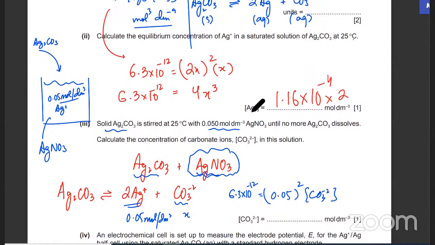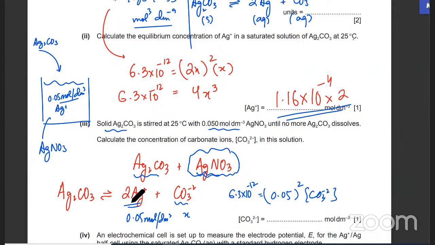Now the question is, look at the previous one, when there was no silver nitrate, what was the concentration of silver ions in the solution? 1.16 into 10 to minus 2, okay. Try adding that to 0.05. So firstly, you're getting this when there was no silver nitrate, but we just discussed what will happen to the solubility of silver carbonate. It's going to decrease further, right?